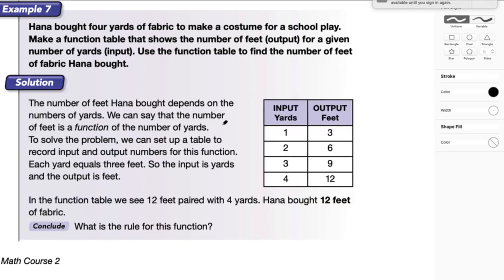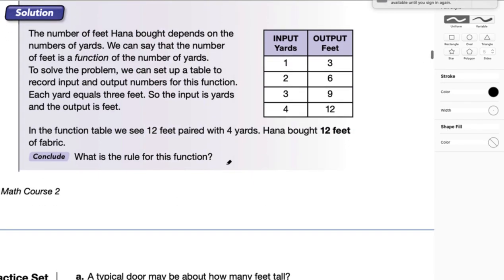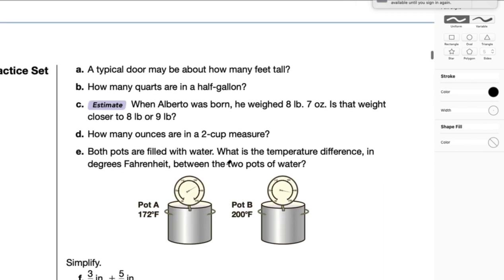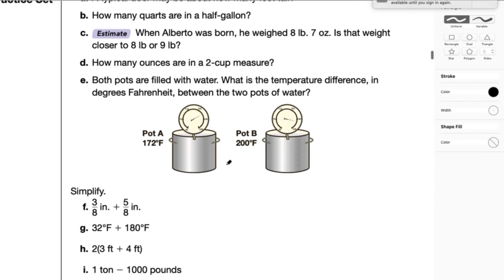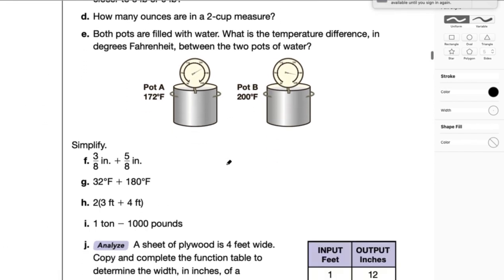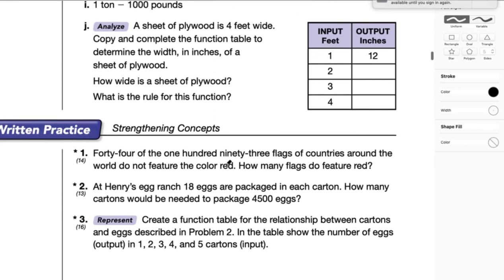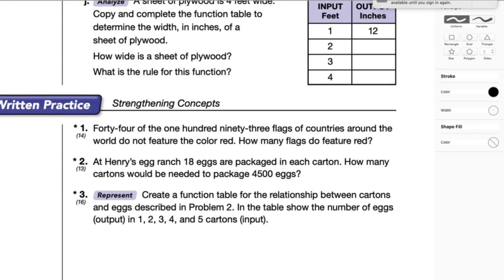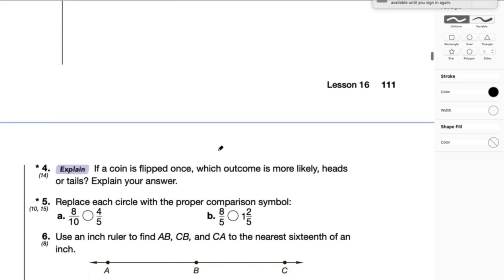And that is it. So now that we have that going on, what we're going to do is spend some time on the practice set. And as usual, I want you to do the odd problems in the written practice and make sure you read through the even ones, because we know that those even ones are fair game for tests.